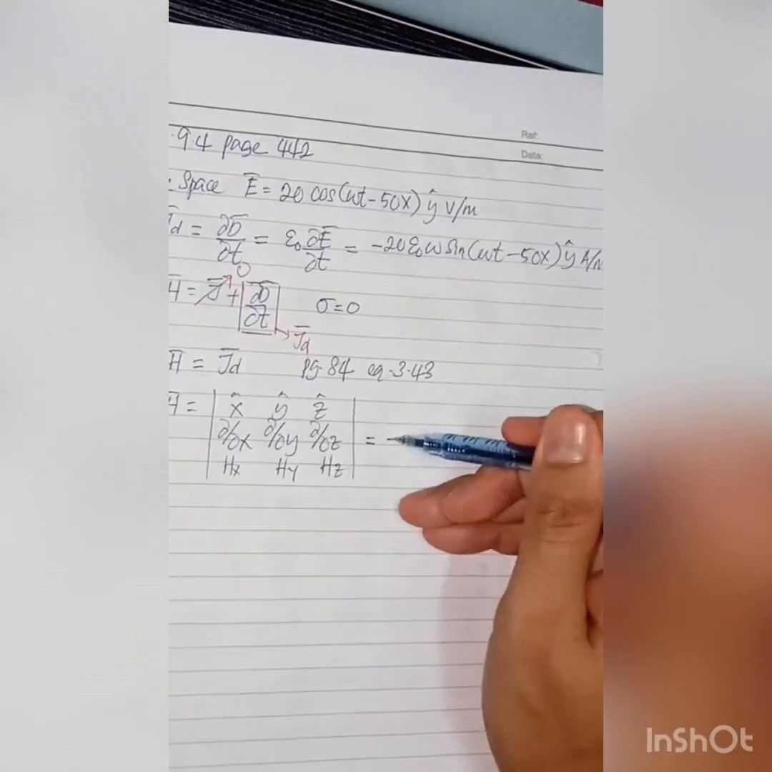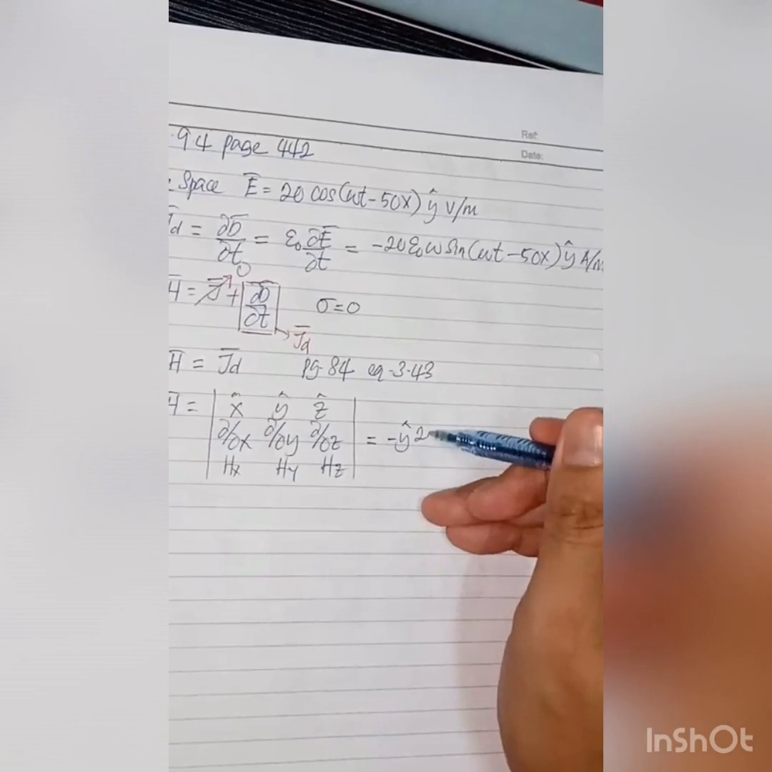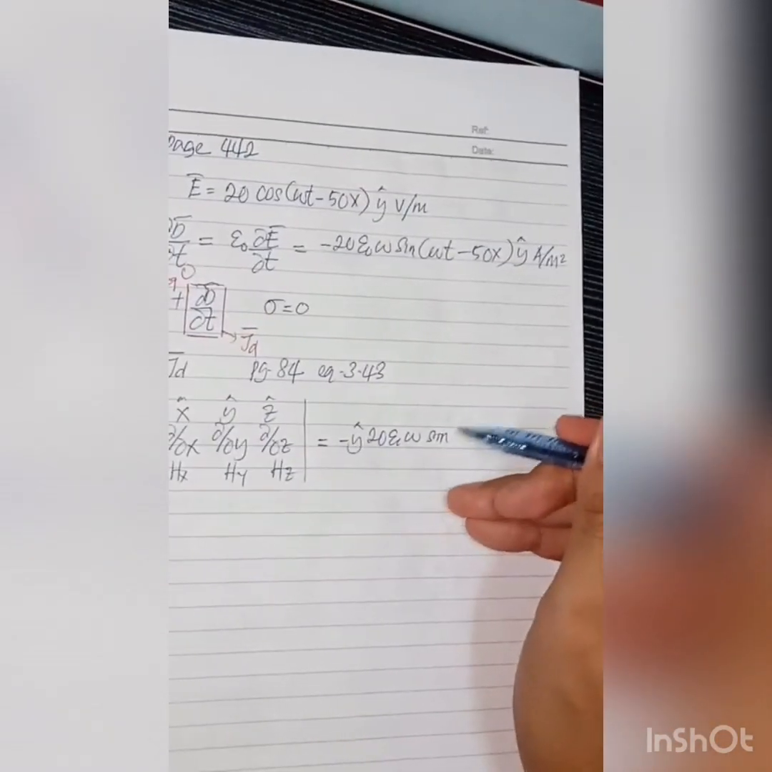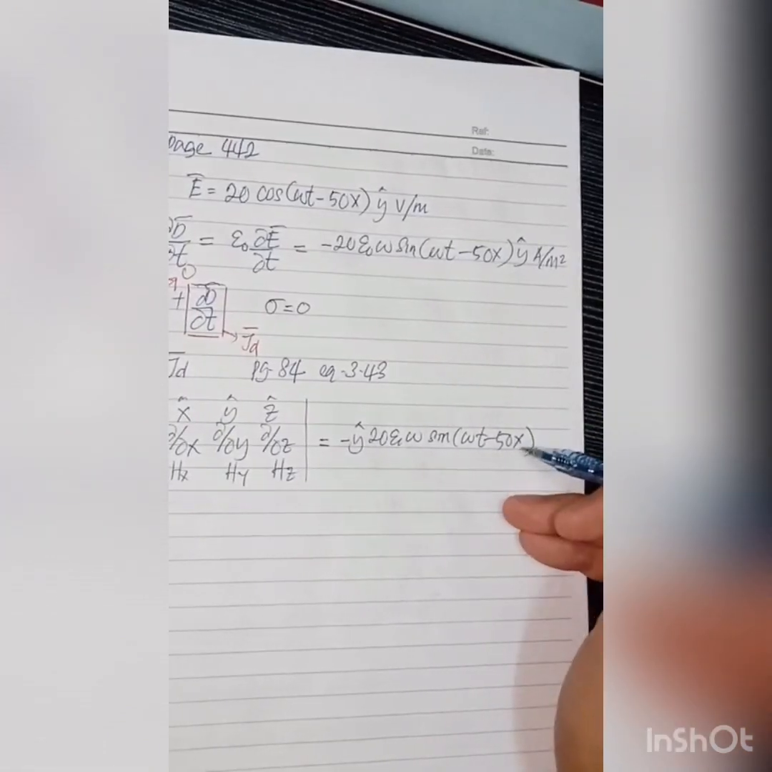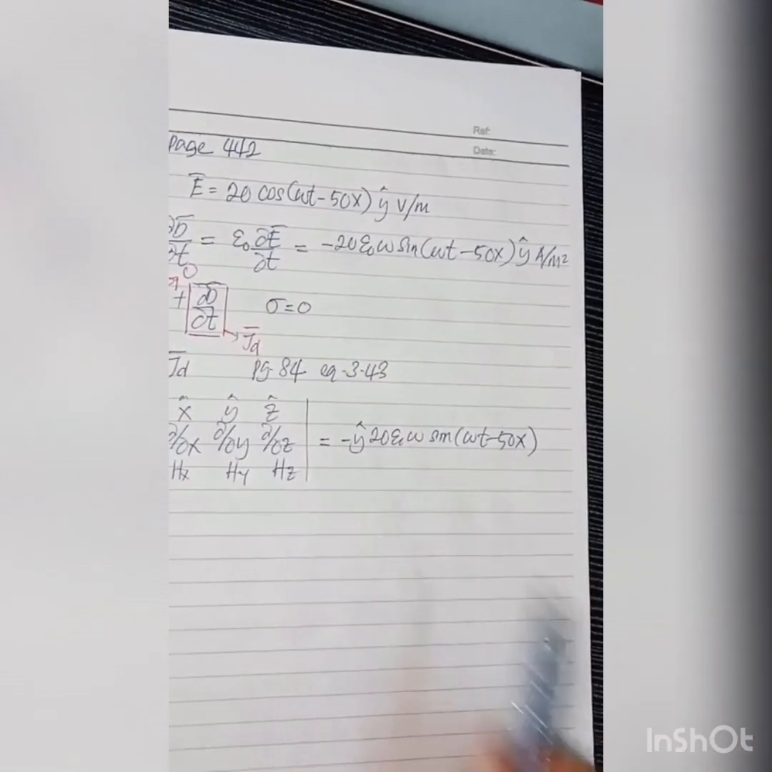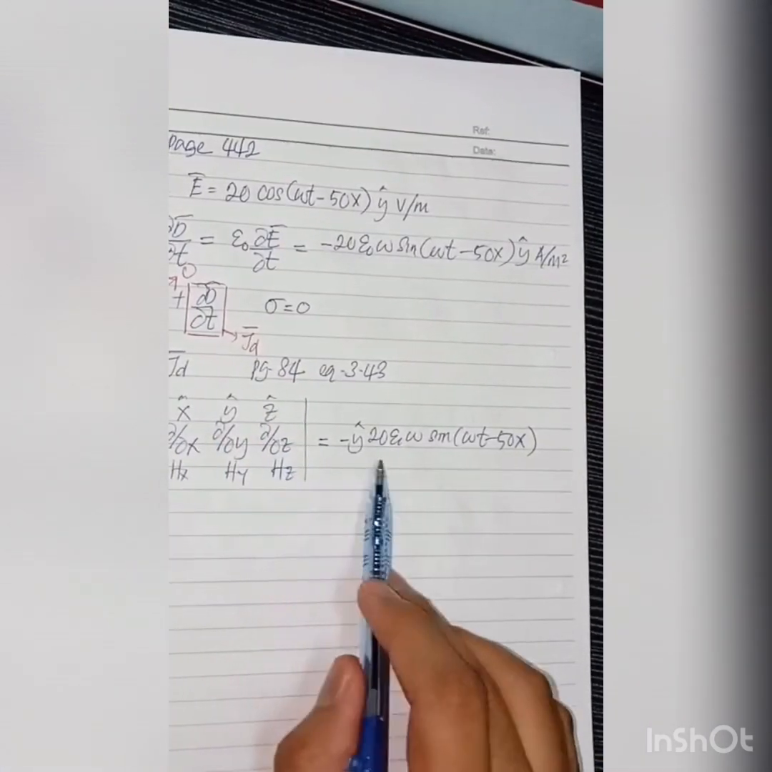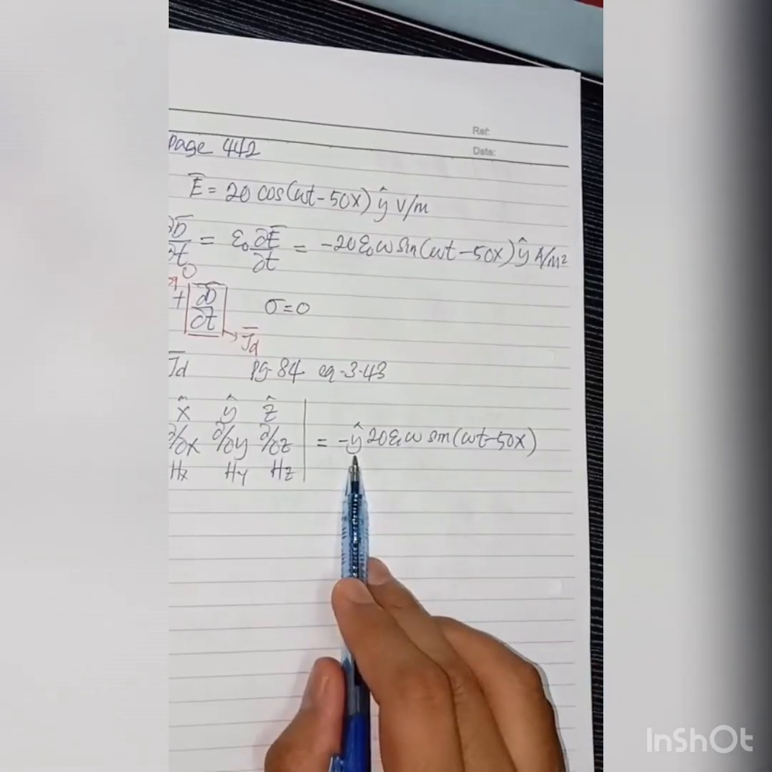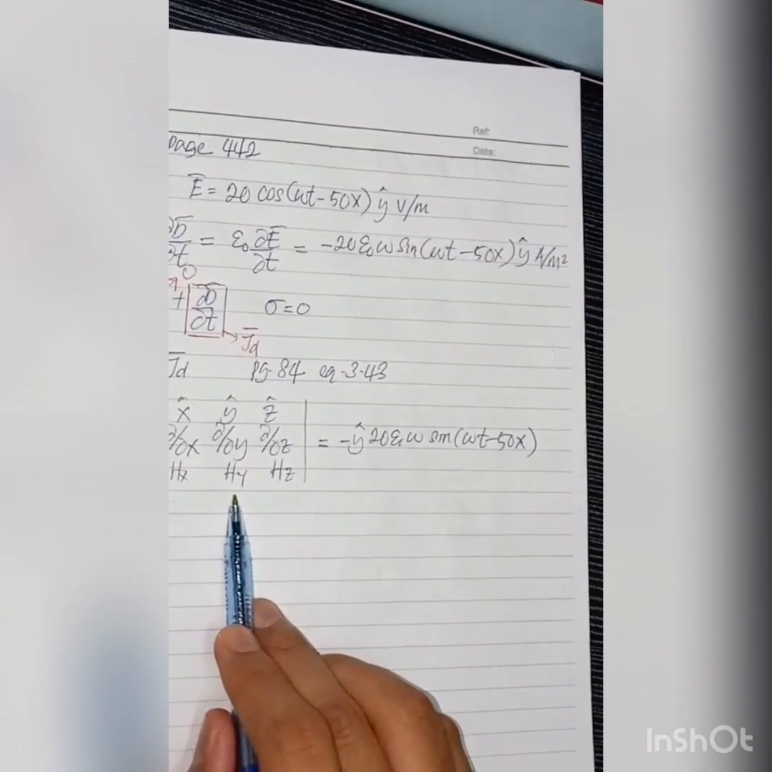So now I'm going to have negative y, 20 epsilon naught omega sine omega t minus 50x. All right guys, if you look at this equation, we know that this output of curl of H must be equal to this JD, whereby the JD now only exists in the y component. So we just focus on the y component from these curl operations.